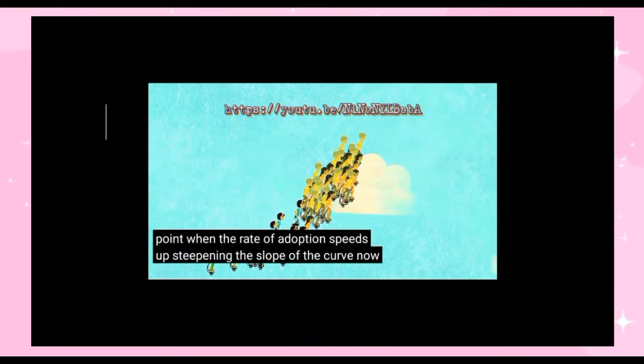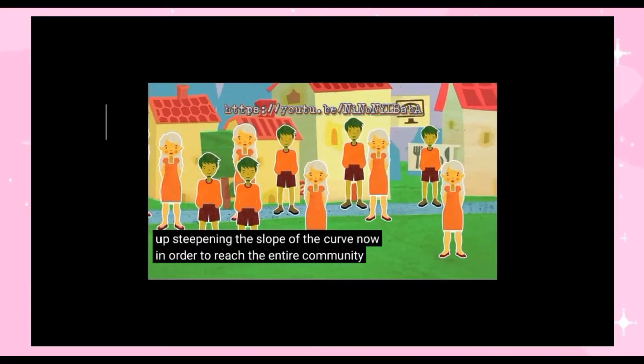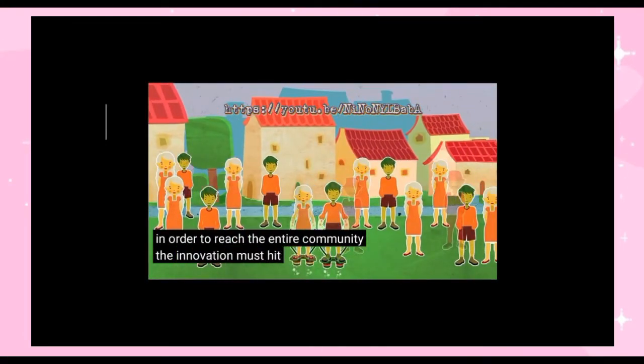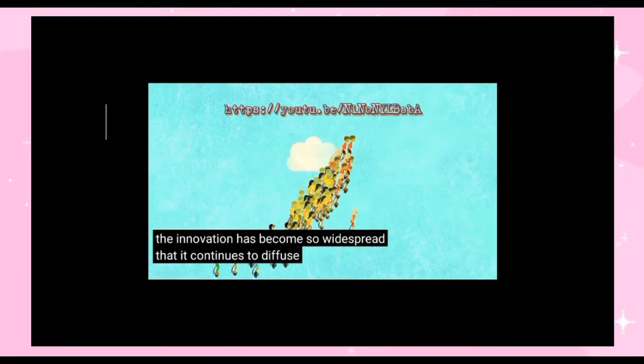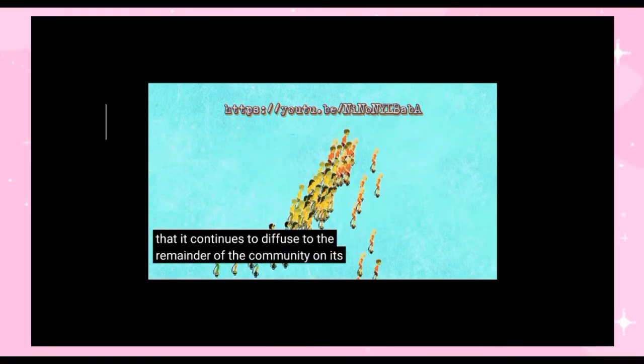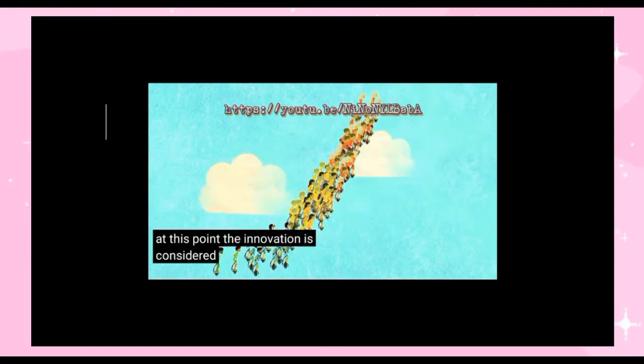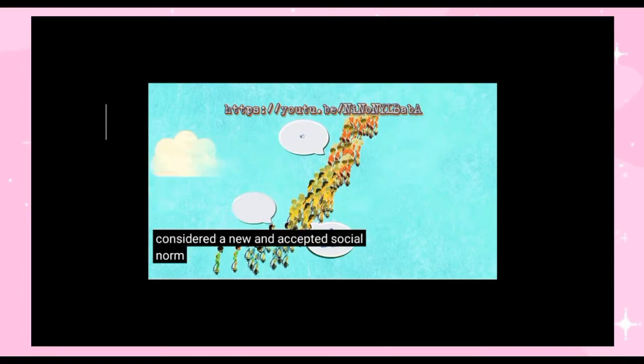Now, in order to reach the entire community, the innovation must hit a critical mass. This is the place on the S-curve where the innovation has become so widespread that it continues to diffuse to the remainder of the community on its own. At this point, the innovation is considered a new and accepted social norm.